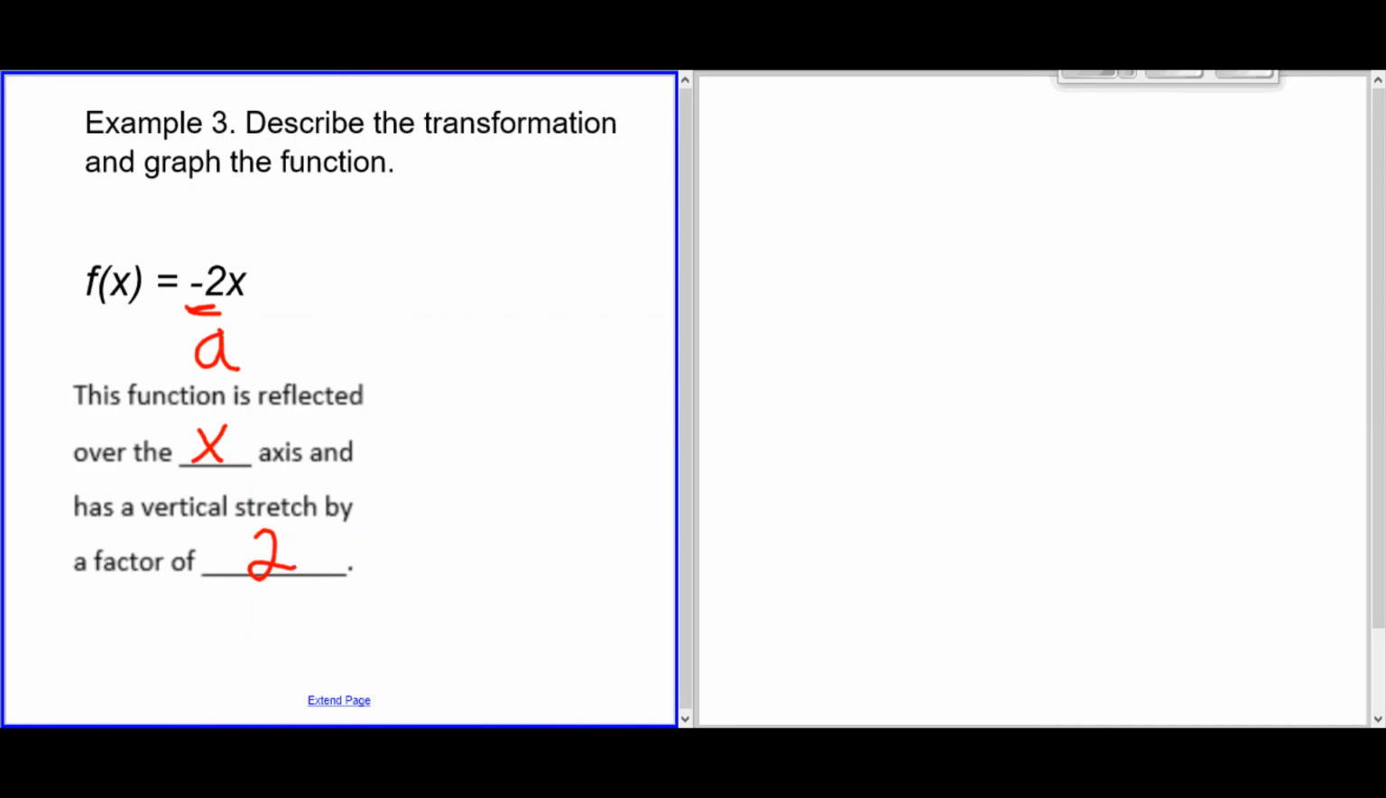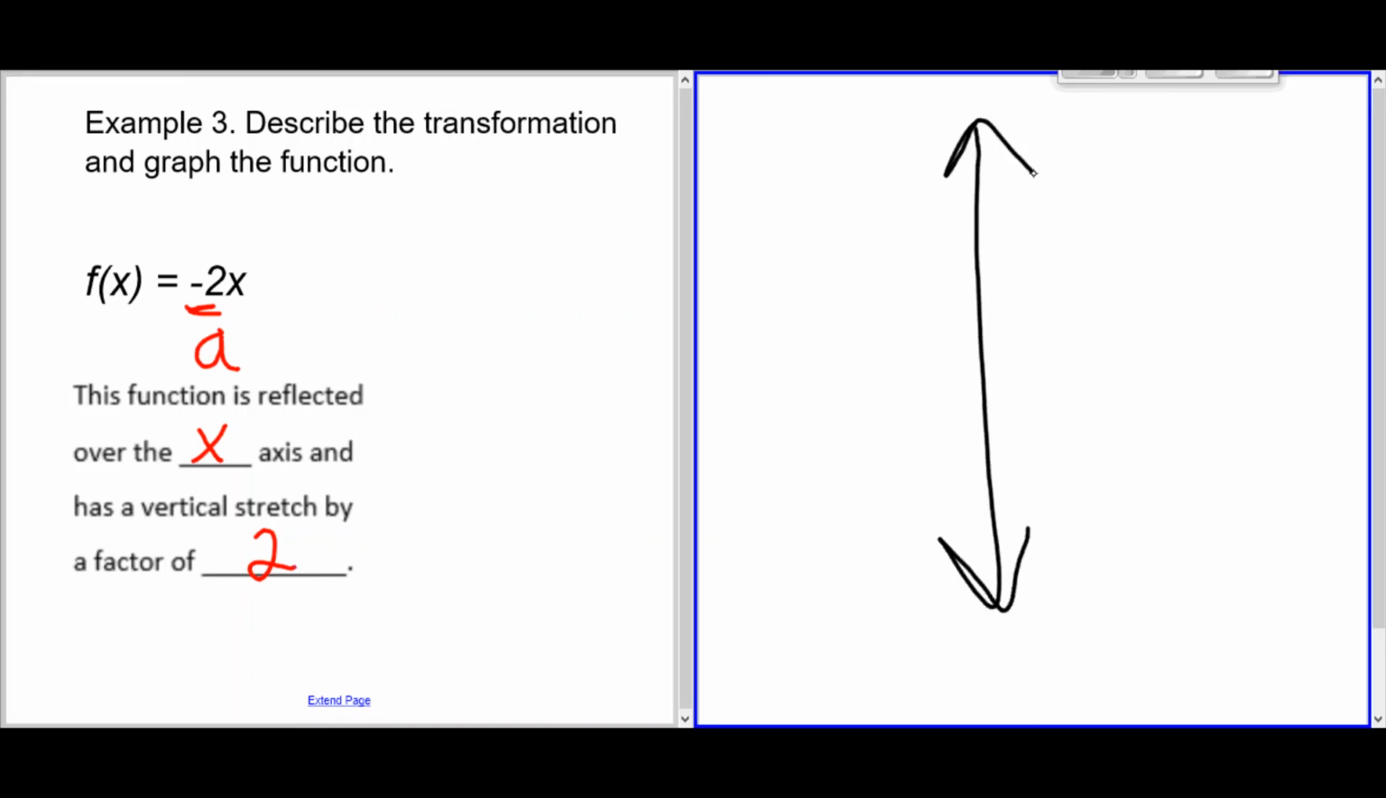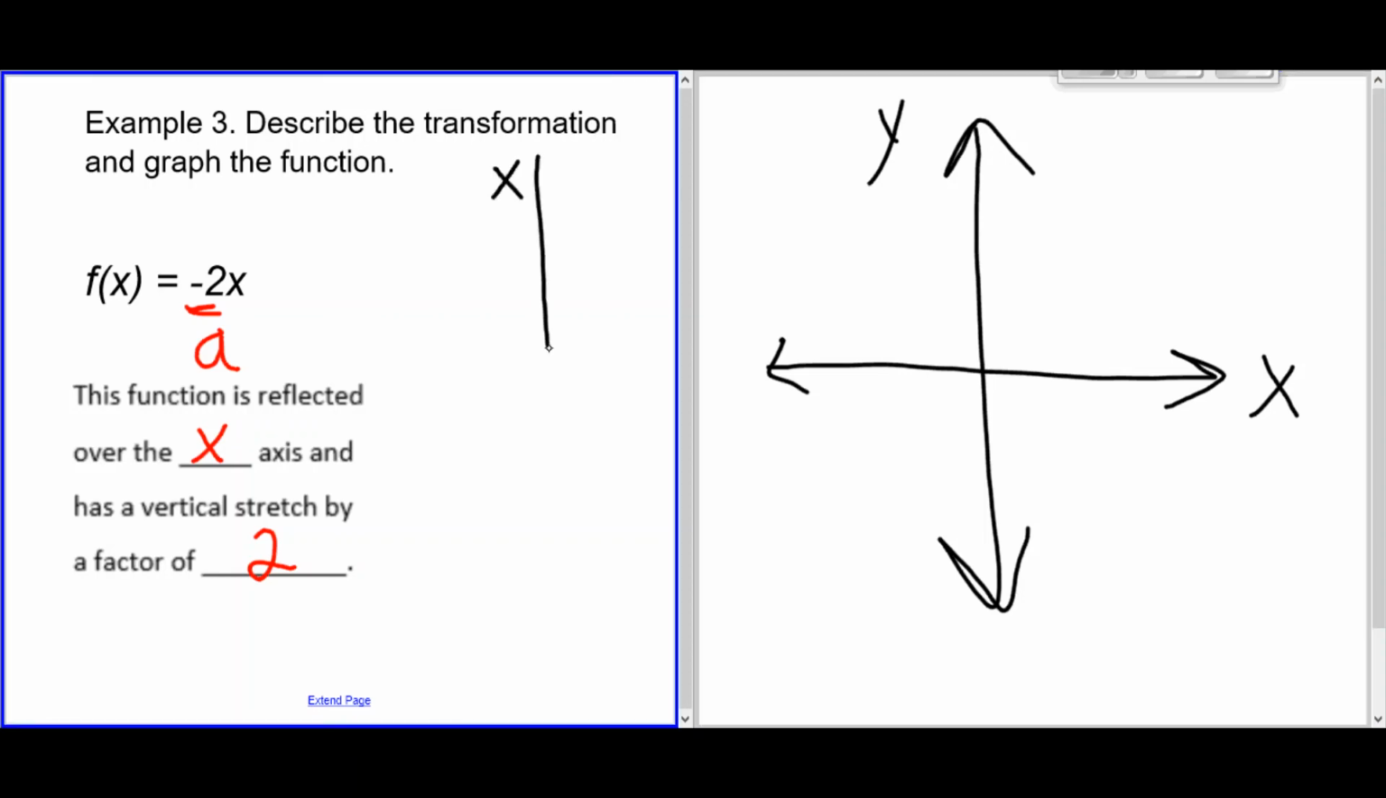So we're going to graph this. So here's my coordinate plane. X, Y. And then to graph it, I'm just going to pick a couple of points to plug in. So let's say we choose -1, 0, and 1. So if I plug in -1, I get -2 times -1, which is +2. If I plug in 0 for x, I get -2 times 0, which is 0. And if I plug in 1 for x, I get -2 times 1, which is -2.